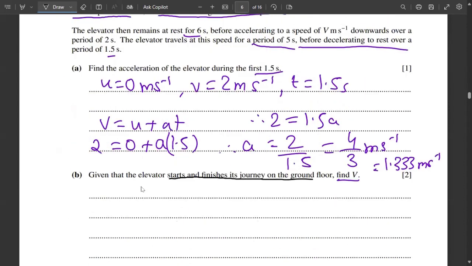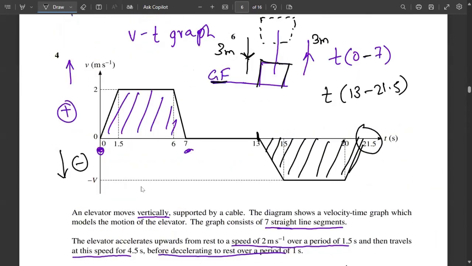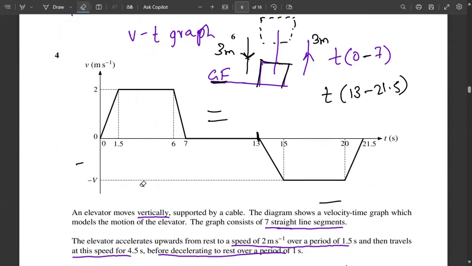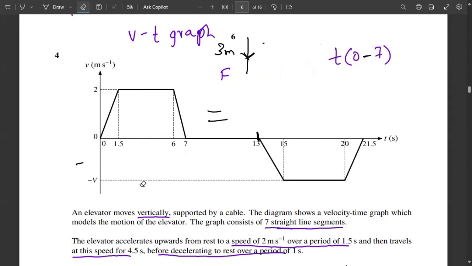Why? Because they have given that in the question: it starts and finishes its journey on the ground floor. So that means the area under this trapezium will be equal to the area under this trapezium. So let's find out now after I erase everything. First of all, I want you to know the area of a trapezium. In case you don't know it, let me give you a brief example.